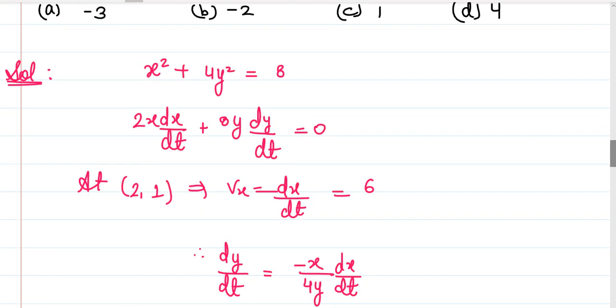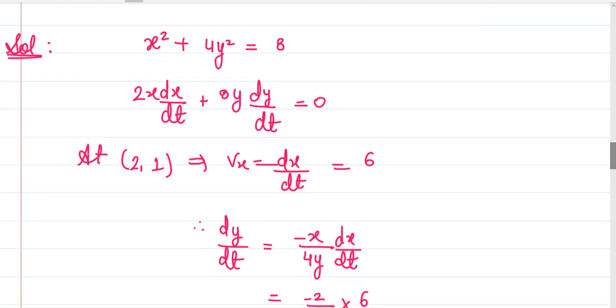Whatever equation is given to you, you are just going to write that and differentiate, because you want to find the velocity. So 2x dx by dt, differentiating with respect to time, because that is the component of velocity in the x direction, and 8y dy by dt, the component of velocity in the y direction, equals 0. It is given that at 2 comma 1, vx is dx by dt, and that equals 6. So dy by dt from here can be written as minus x upon 4y times dx by dt. Okay, easily you can write that here in terms of x and y. dy by dt easily can be written like this.